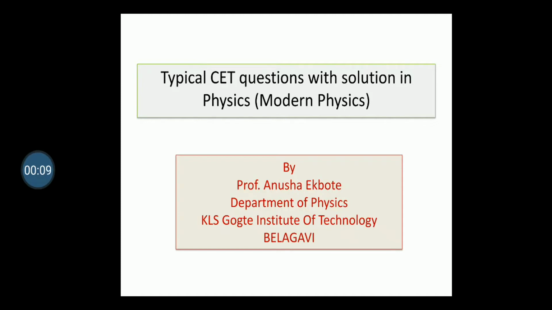I am here to help you to solve some typical CET questions from modern physics. Let's take the first question on de Broglie hypothesis. What will be the ratio of de Broglie wavelength of a proton and alpha particle of same energy? We are given the options 2:1, 1:2, 4:1 and 1:4. Let's see the solution for this problem.